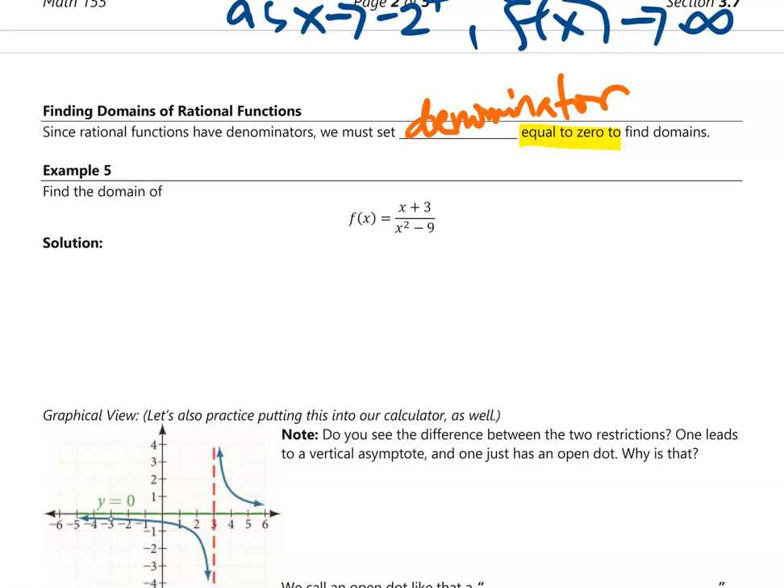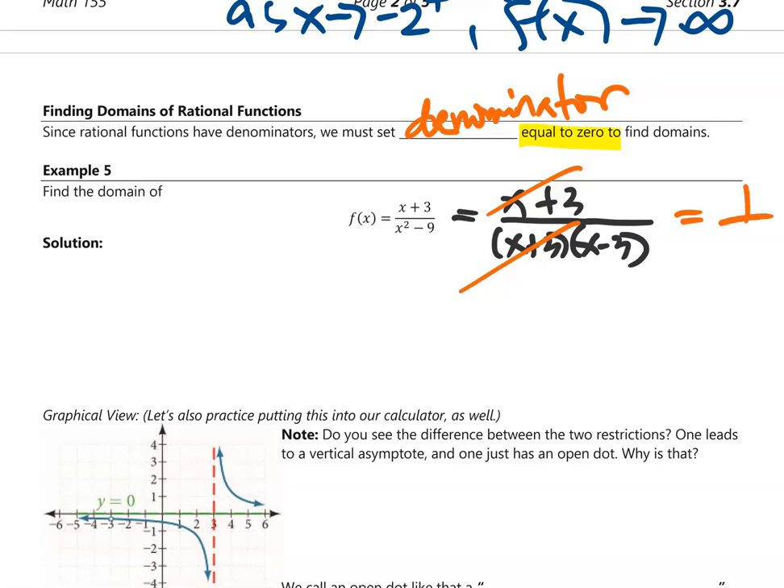We know that x squared minus 9 is factorable, and the factors are x plus 3 and x minus 3. So we can cancel out the x plus 3's. So this, simplified, is 1 over x minus 3.